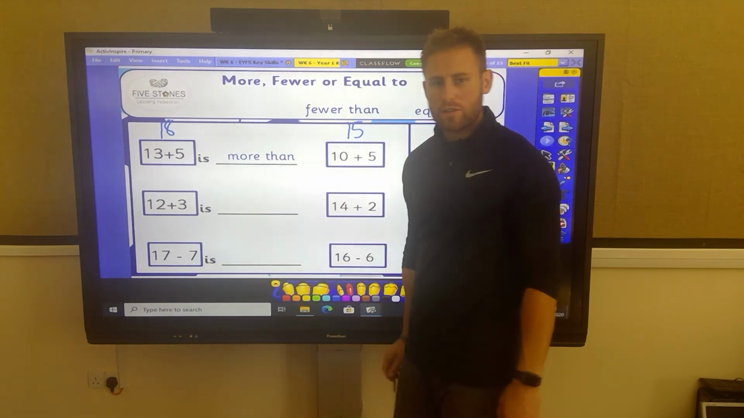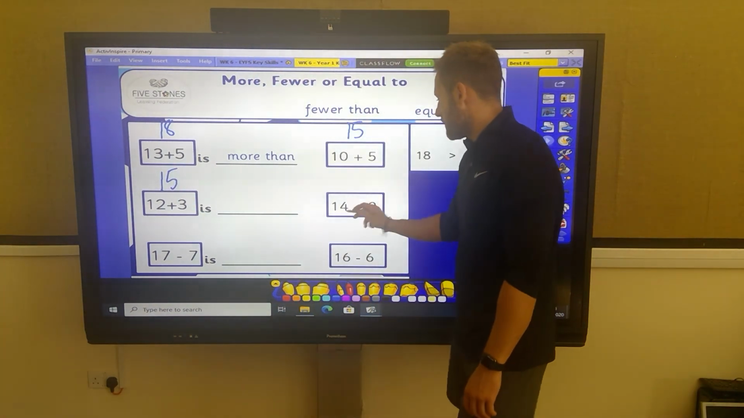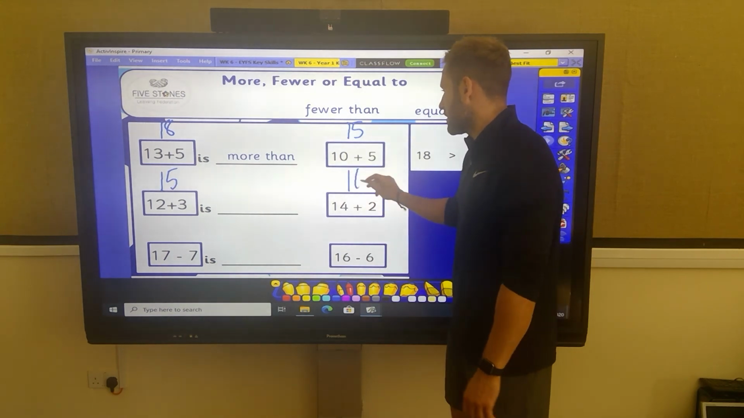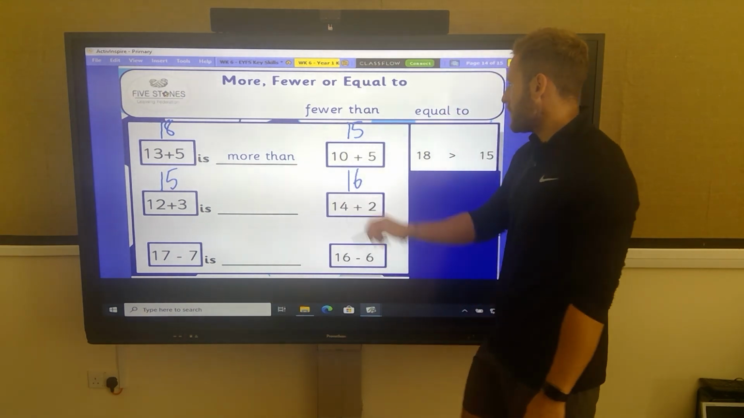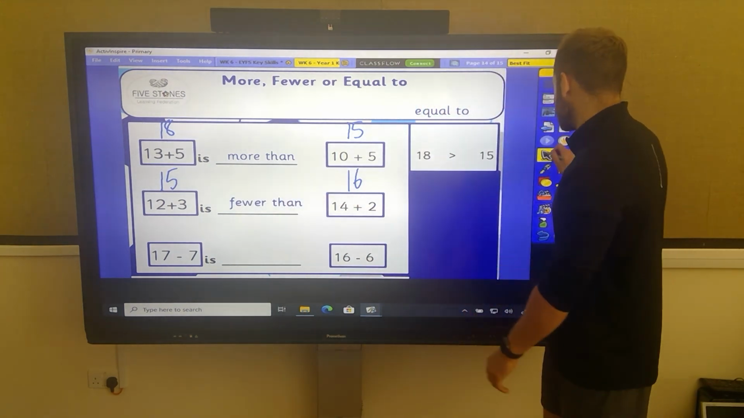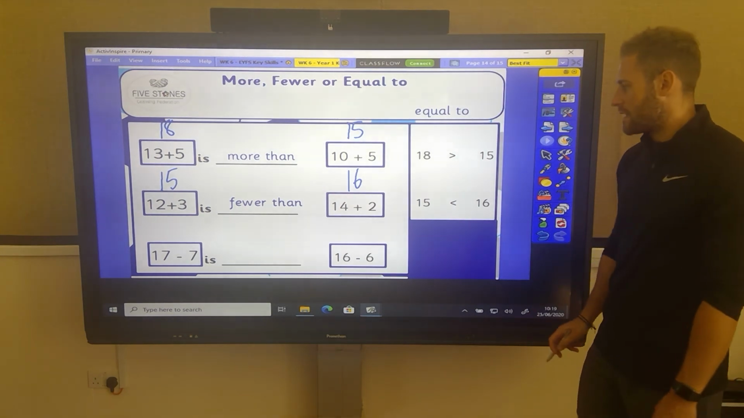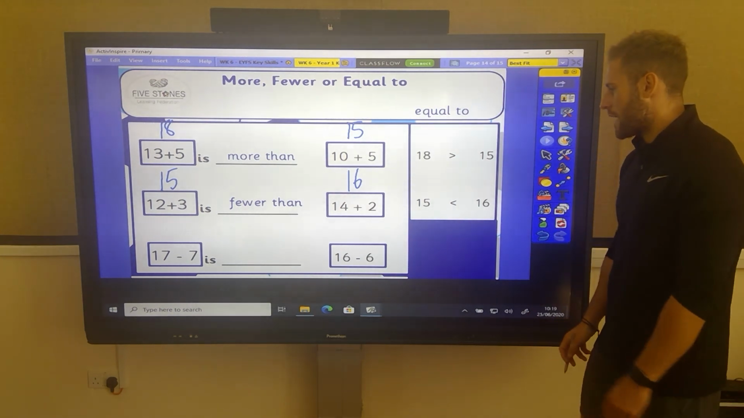12 and 3. 12 and 3 is 15. 14 and 2 is 16. So 15 is fewer than 16. Let's see if we've got the symbol. 15 is fewer than 16. So hopefully you managed to solve that one.